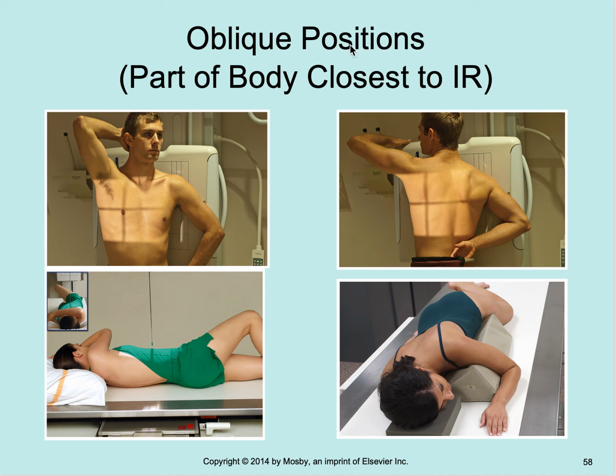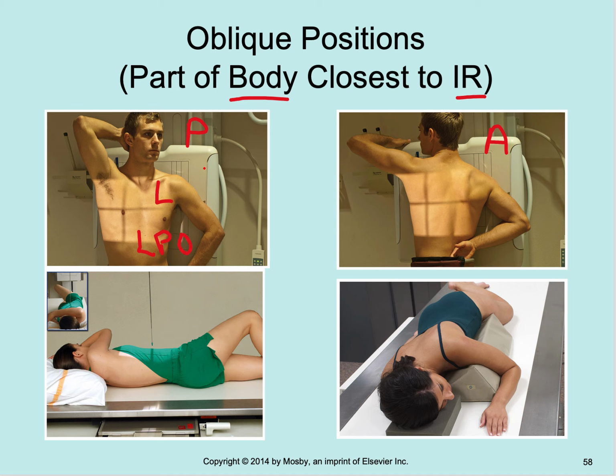When we talk about oblique positions, we talk about the part of the body that is closest to the image receptor. So here we are talking about the posterior obliques, and up here we are talking about anterior obliques. As we talk about oblique positions, we are also talking about the side of the body that is closest to the image receptor. This being the left side is closest to the image receptor, so we are calling this a left posterior oblique. So an LPO position.